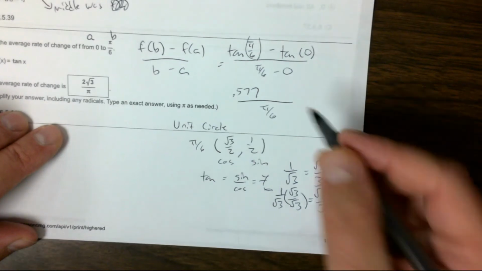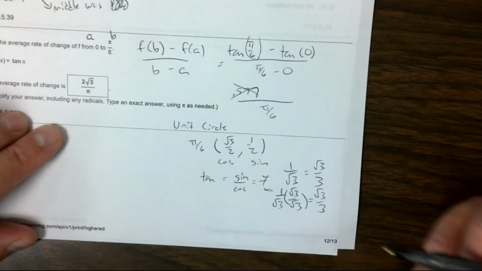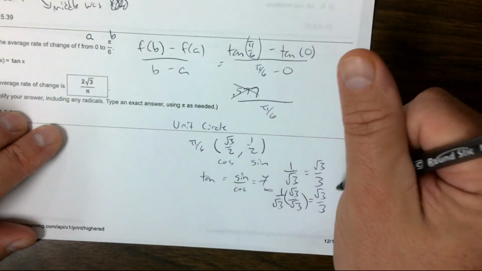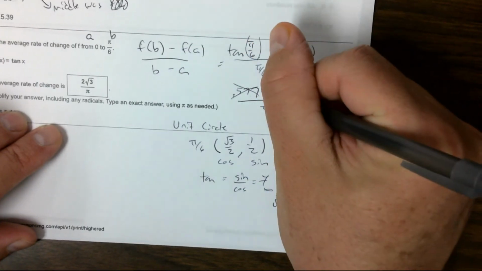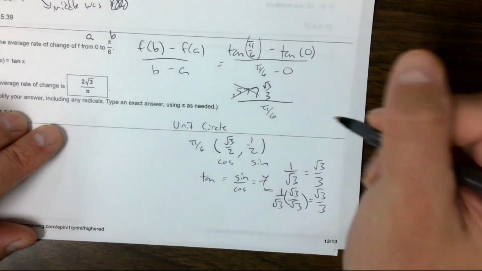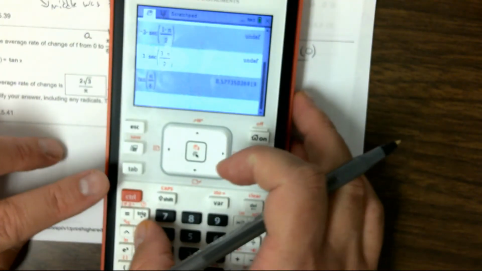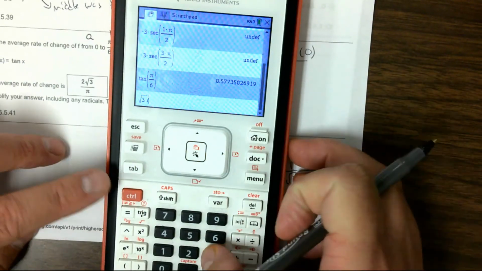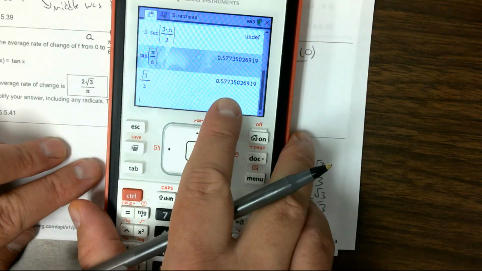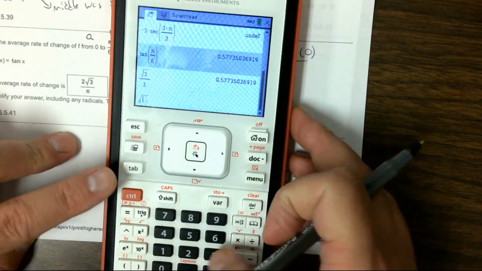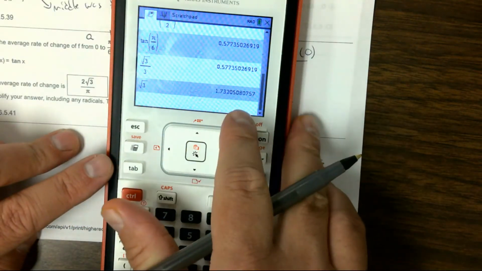So I wouldn't really use that part. I'd really use square root of 3 over 3. Just so you can see it, if I do square root of 3 divided by 3 as a decimal, there's your 0.577. If we just add square root of 3, that's 1.73.